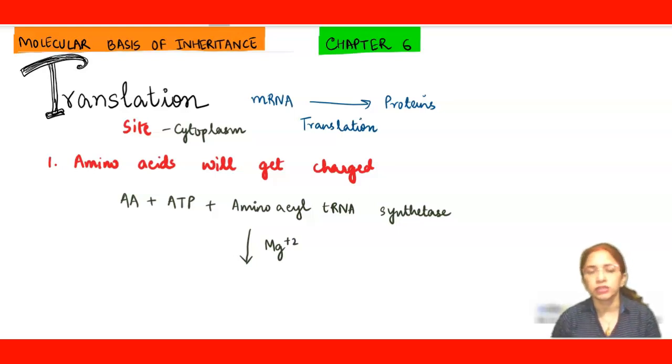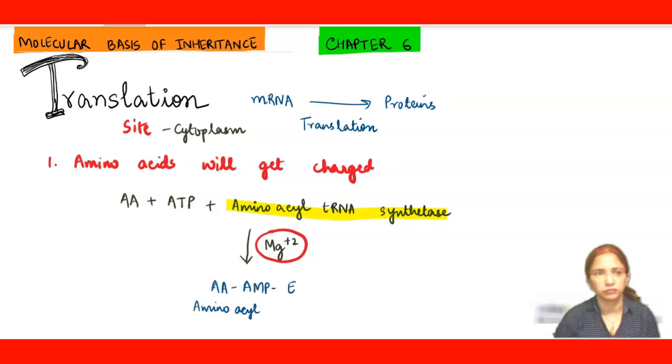Okay, so in this reaction we can see that amino acid is reacting with ATP and the enzyme name is amino acyl tRNA synthetase. This enzyme name is very important because they may ask you which enzyme is required for the activation of amino acid. One more thing you have to remember is for the activation of amino acids, we do require magnesium ions, okay?